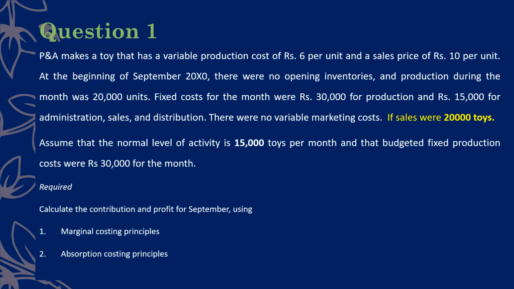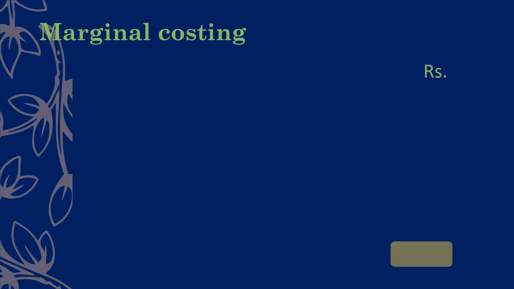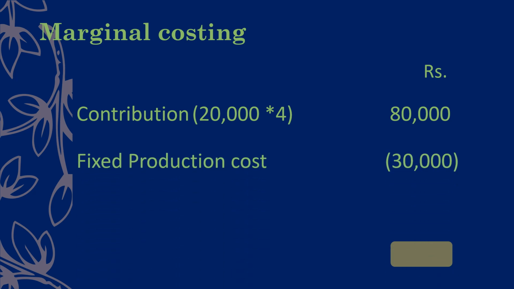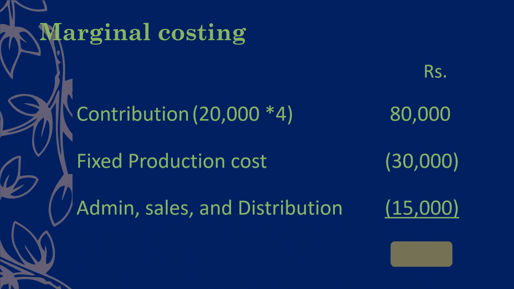Here, let's take the same question, but let's assume that sales are 20,000 units. According to marginal costing principles, the contribution is the sales quantity into contribution per unit. That is 20,000 into 4 rupees, which is 80,000. From that value, we have to deduct the fixed production cost of 30,000 as well as admin, sales and distribution cost of 15,000. So, the ultimate marginal costing profit is 35,000.